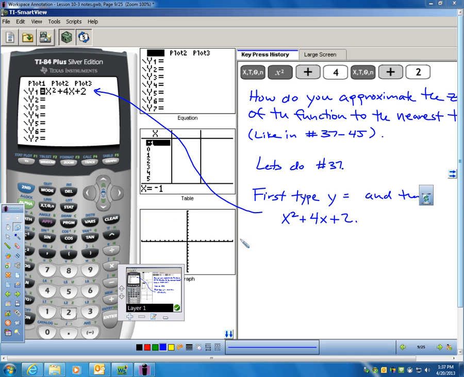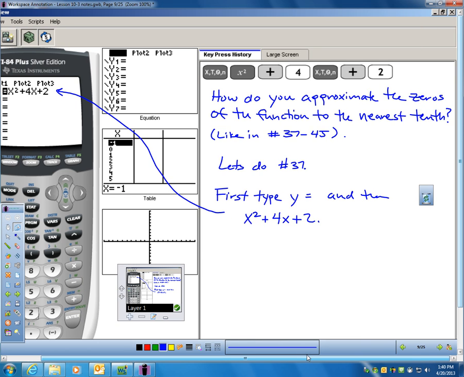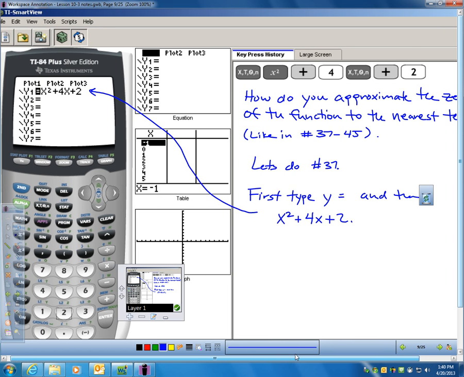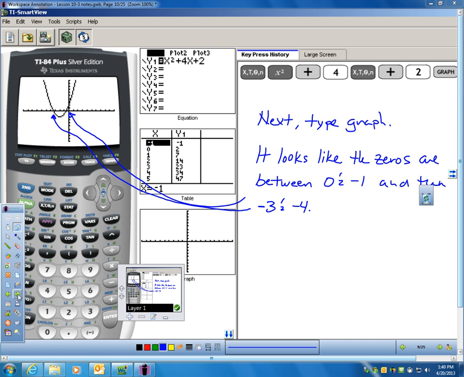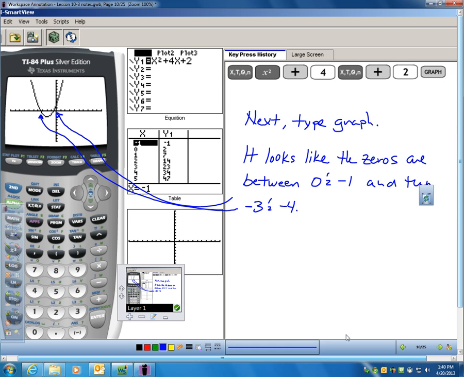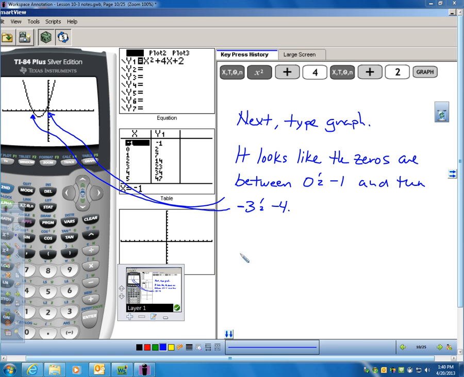How do I approximate a function to the nearest tenth like they ask us to do in 37 to 45? How do we do it to the nearest tenth? Okay. Follow the same procedure. First of all, go to your y equals key, type in the equation. So in 37, it's x squared plus 4x plus 2. Go ahead and type that in your calculator. Go ahead, hit graph. When you hit graph, you will notice it looks like the parabola is intersecting here and here. So I'm definitely going to have two solutions.